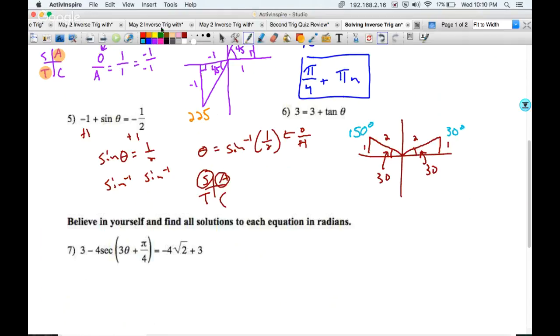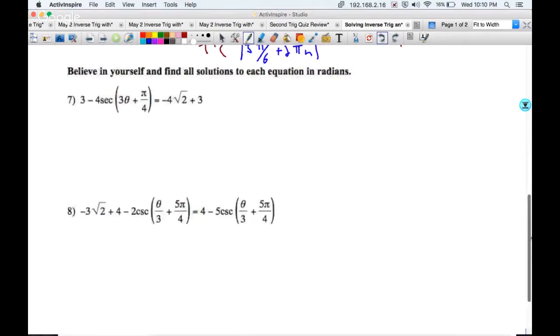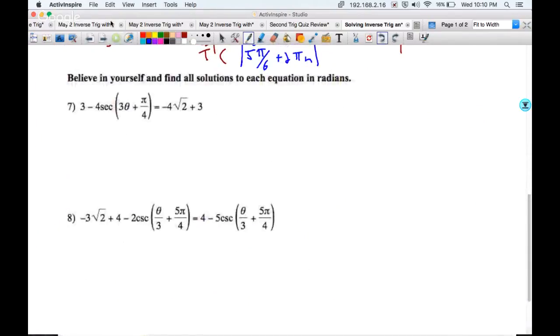In terms of radians, we get the answer for number 5 as, I'll write it here, pi over 6 plus 2 pi n, and 5 pi over 6 plus 2 pi n. All right, on to some more challenging ones. 7 and 8 are both pretty darn challenging. I'll start with number 7.